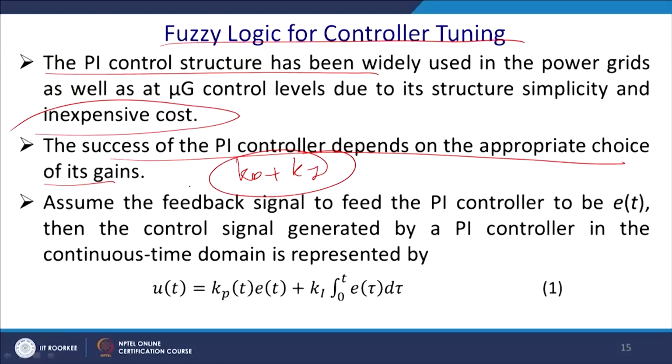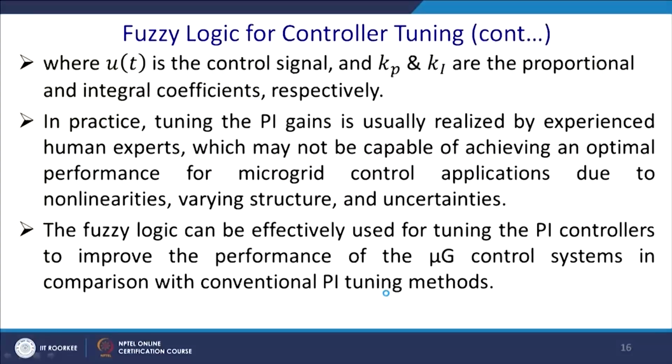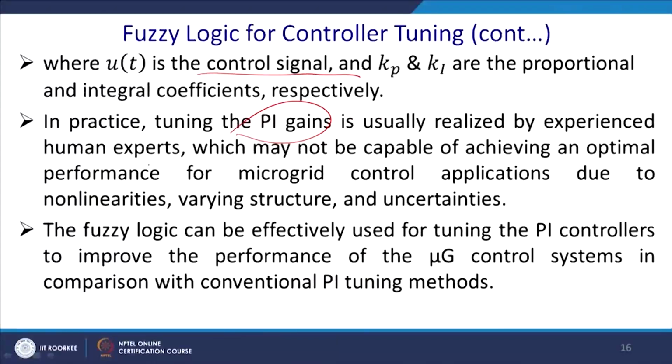Assume the feedback signal fed to the PI controller to be E(t), that is the error signal, as we sometimes say. Then the control signal generated by the PI controller in the continuous time domain is given by u(t) equal to Kp times E(t) plus Ki times the integration from 0 to t of E(tau) d tau. Here u(t) is the control signal, and Kp and Ki are the proportional and integral gains of this PI controller respectively. In practice, the PI gains are usually set by experienced human experts.